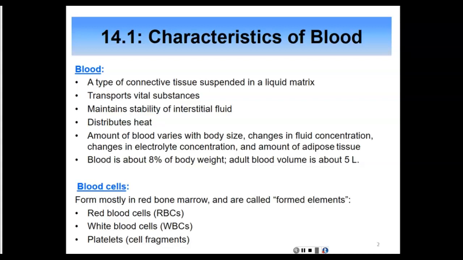It distributes heat, and the amount of blood varies with body size, so changes in fluid concentration, changes in electrolyte concentration, and amount of adipose tissue can affect it. Blood is about 8% of your body weight, and the normal amount of blood in an adult is about 5 liters. Blood cells form mostly in red bone marrow, and they're called formed elements. You have red blood cells, white blood cells, and platelets.